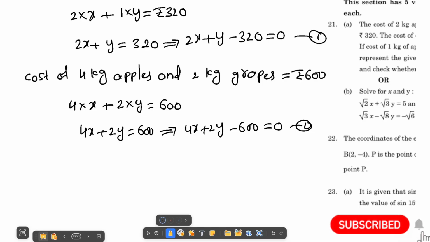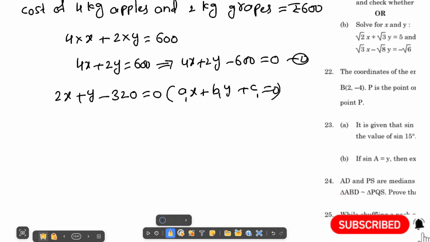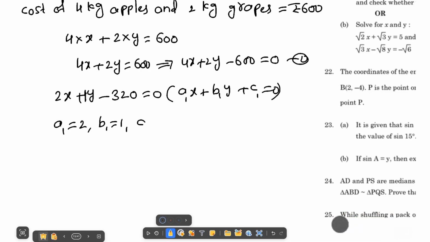So what is the first one? 2x plus y minus 320 equals 0. Let's compare this with the general linear equation a1x plus b1y plus c1 equals 0. If you compare, what do we get? The coefficient of x, a1, is 2, the coefficient of y, b1, is 1, and the constant term c1 is minus 320.